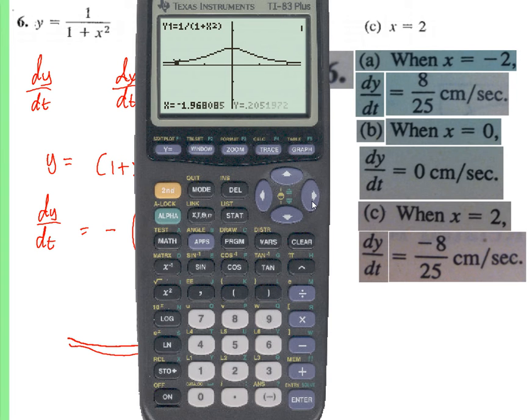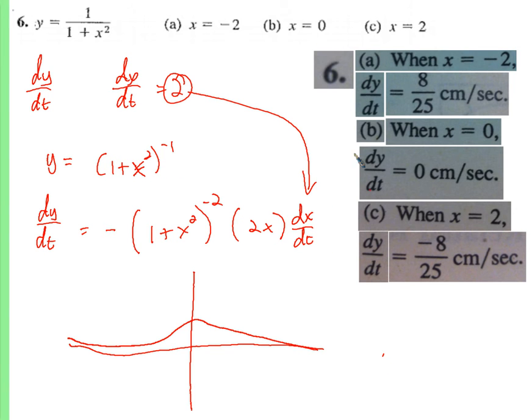It's moving along at 2 centimeters per second. It's moving vertically really quick, and then stops, and then it speeds up. That's why we see at negative 2, it's moving up at 8/25 centimeters per second. When it gets to 0, it's at the very top of that little bump. It's not moving vertically at all. And when it gets past that, now the vertical velocity is downward, so it's negative.